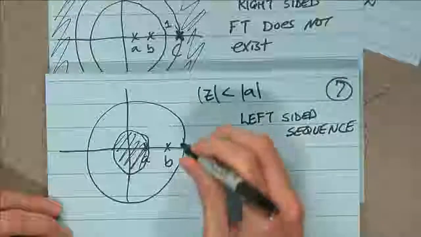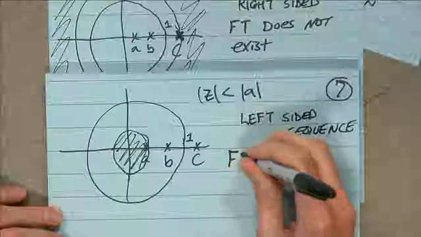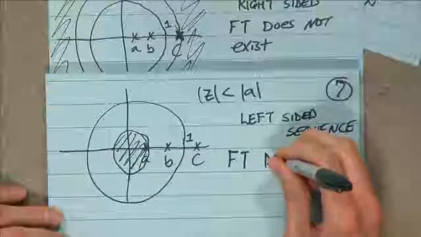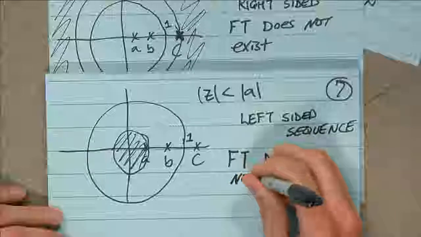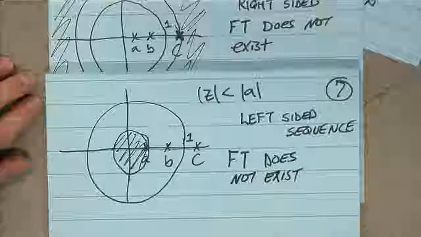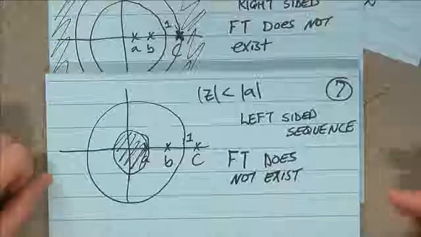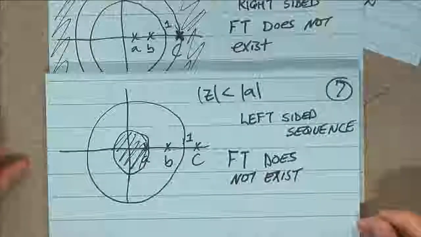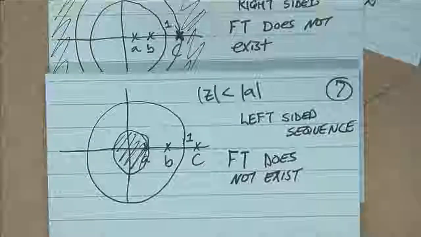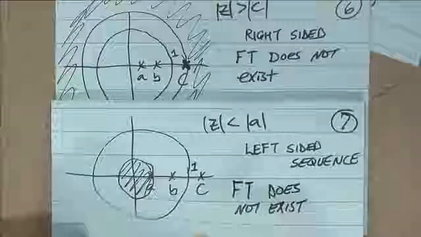And also it does not contain the unit circle. So we also know for this particular case, the Fourier transform does not exist. So those are two choices there. Now it gets us to the annulus cases. It can be greater than one pole and smaller than another. And since we have 3, we're going to have 2 cases like that to look at.